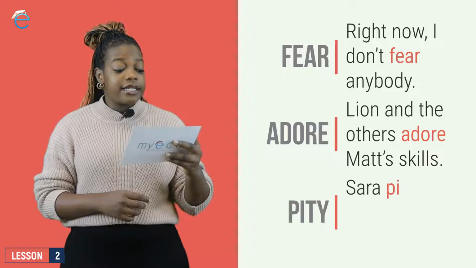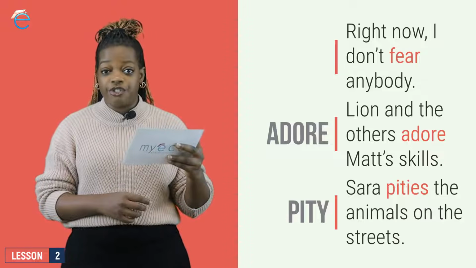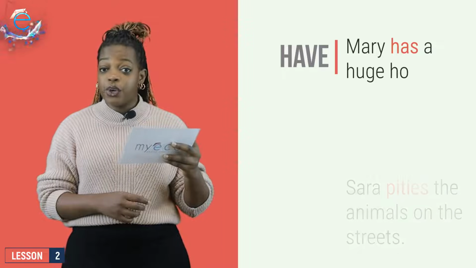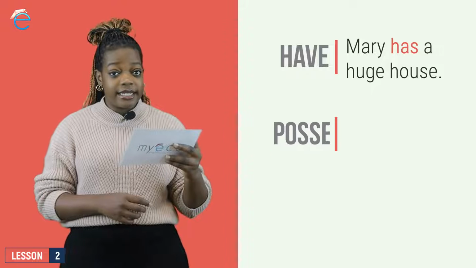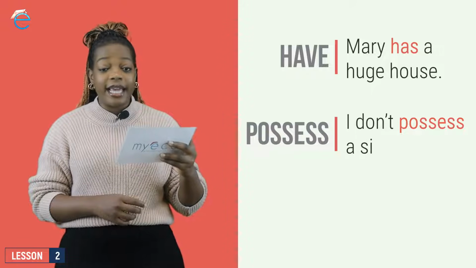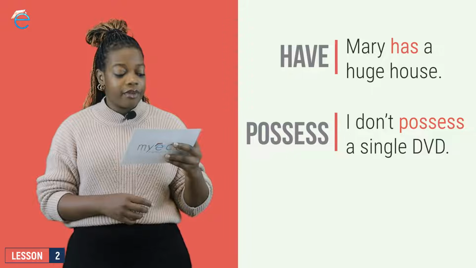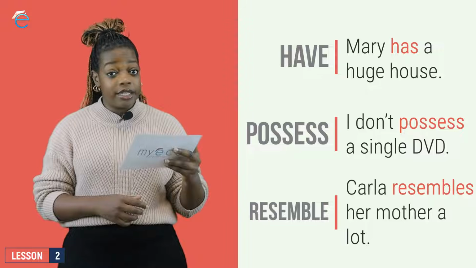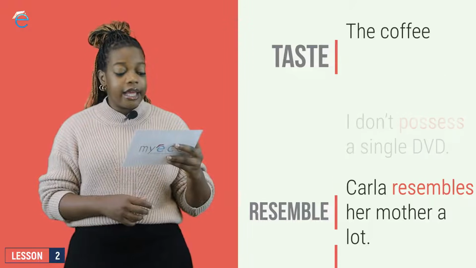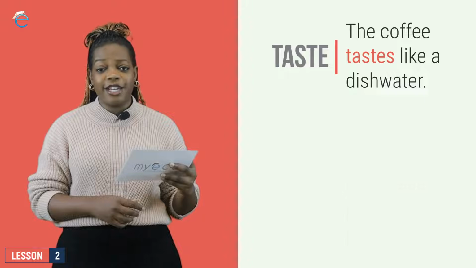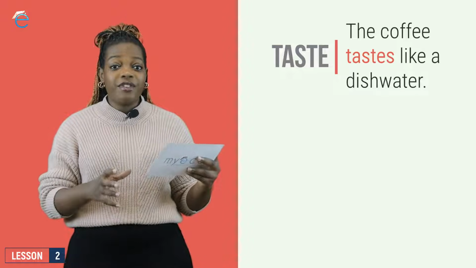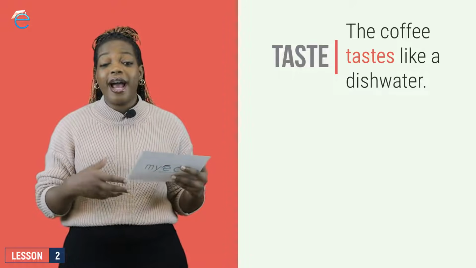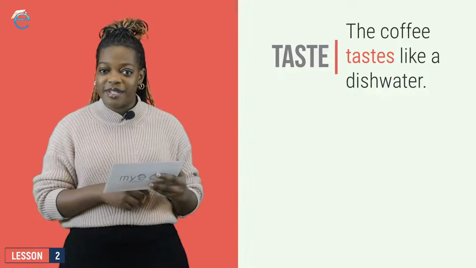Pity. Sarah pities the animals on the streets. Have. Mary has a huge house. Possess. I don't possess a single DVD. Resemble. Carla resembles her mom a lot. Taste. The coffee tastes like dishwater. All of these are examples of non-action or unobservable verbs.